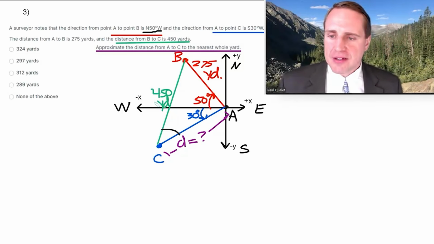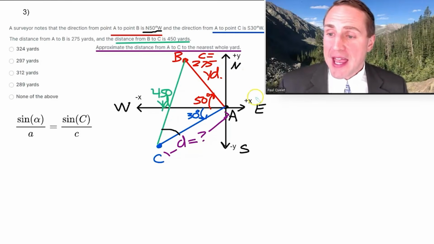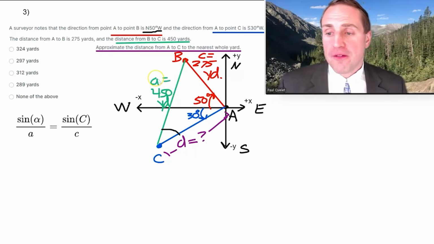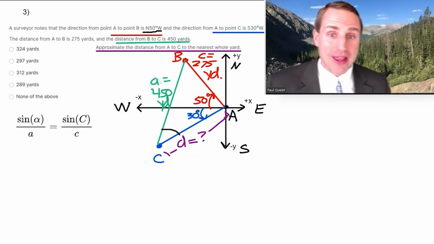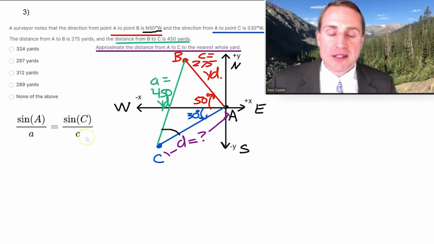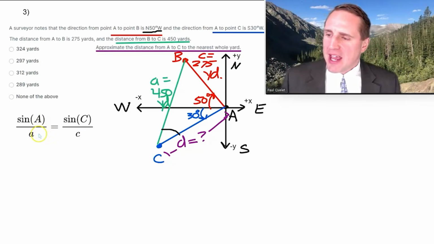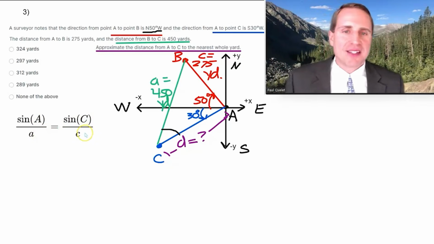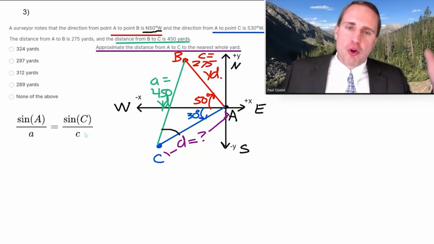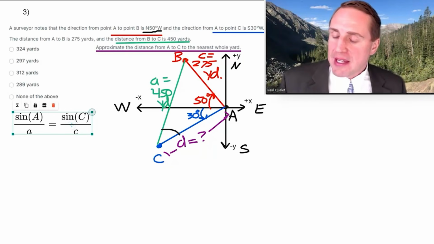So from the law of sines, and by the way, I'm going to relabel this side lowercase c, and I'm going to label lowercase a equal to 450 yards, because that's across from angle A. Okay, so we have sine A over lowercase a equals sine C over lowercase c. By the way, many of you will learn the law of sines as lowercase a over sine A, lowercase c over sine C. It means the same thing, just a reciprocal, but if you reciprocate both sides, you're going to get the same answer.